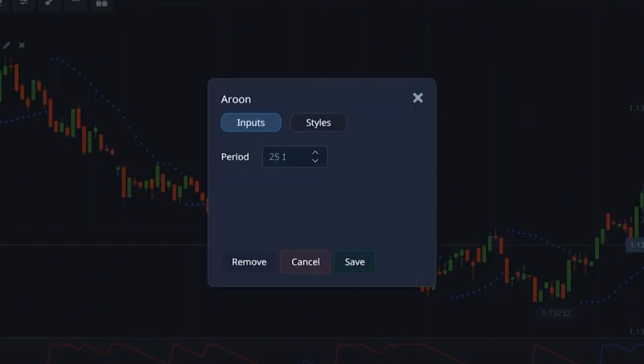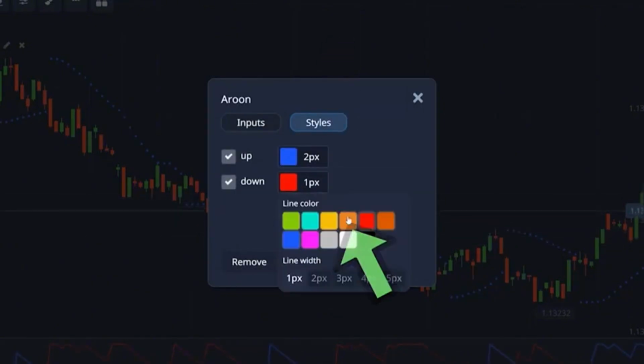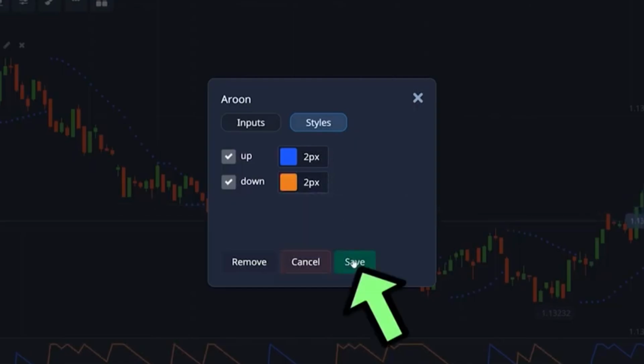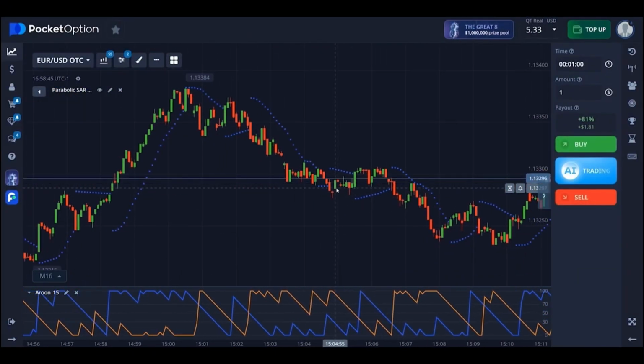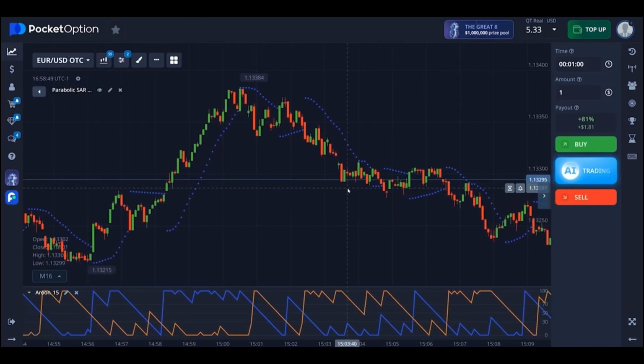It remains to adjust the Aroon indicator too. I changed the view to 15 and I made the lines wider. As you can see, my friends, the settings are really simple. Even if you have already tried these indicators, I recommend that you understand how this trading system works.